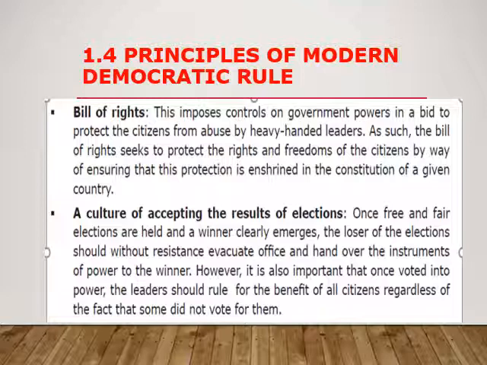As such, the Bill of Rights seeks to protect the rights and freedoms of the citizens by way of ensuring that this protection is enshrined in the constitution of a given country. So again, it is about transforming all these abstract ideas and notions into tools. It is not enough to talk about freedom of speech, it's about transforming these principles into a law.